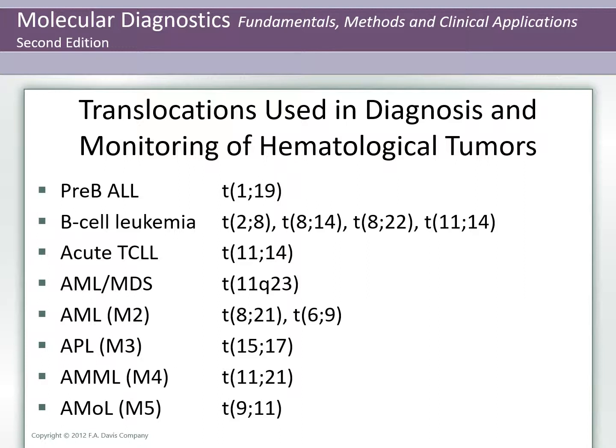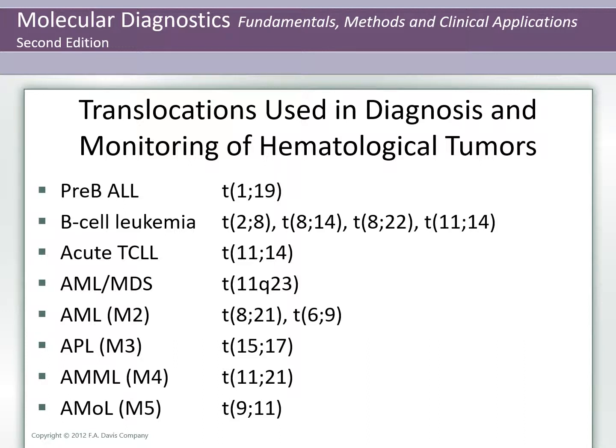There are numerous chromosomal abnormalities associated with leukemias and lymphomas. Translocations can be used in diagnosis and monitoring of hematological tumors. Table 14.7 in your textbook provides a more comprehensive list of diseases and the chromosomal mutations associated with them.